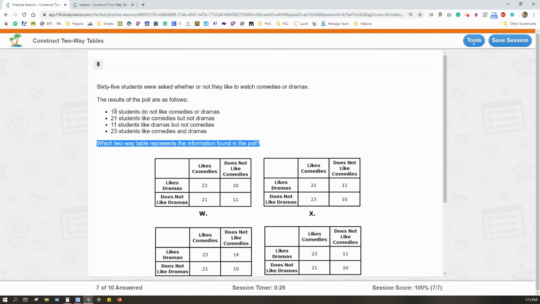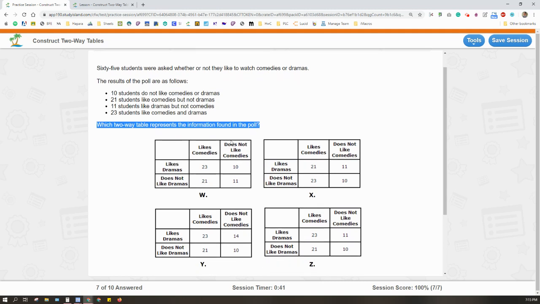Which of these tables says that 10 students do not like comedies or dramas? They don't like either one. Find the table that has 10 kids that do not like comedies or dramas. Table W, I go to the does not like comedies column, and I see a 10, but that's in the likes dramas row. I want the 10 to be in the does not like comedies column and the does not like dramas row. So W is out because there's an 11 in that spot where I want there to be a 10. Table X does have a 10 in that spot.